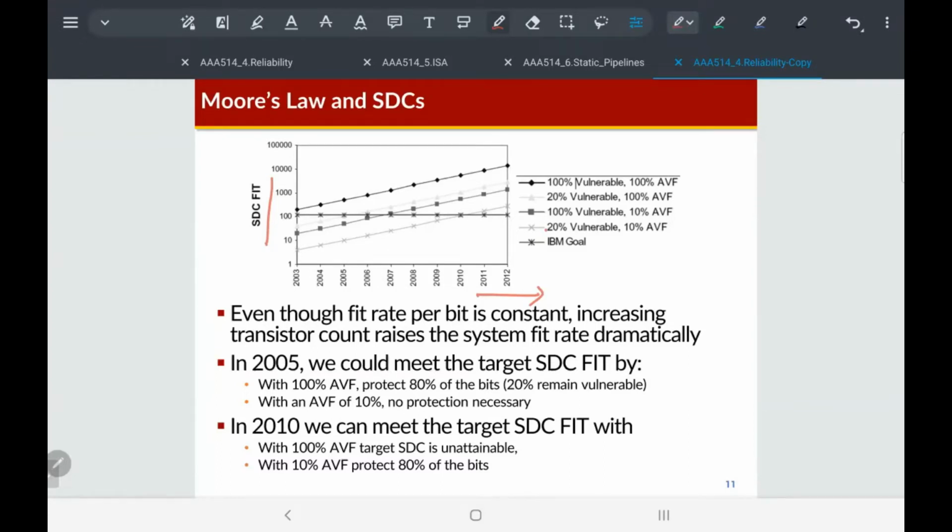Let me see. So this is the target of the IBM company. IBM tries to maintain the SDC speed as the 100 here. Then this is the goal, but it depends on some semiconductor technology and some architectural effort for the processor.